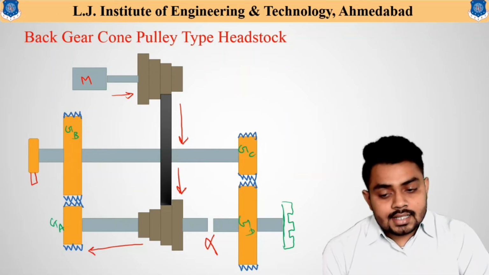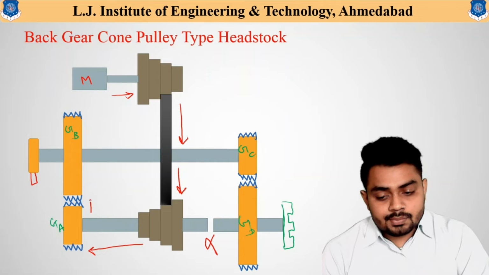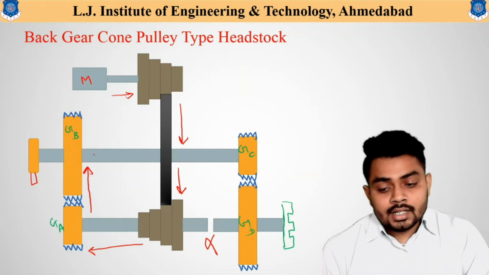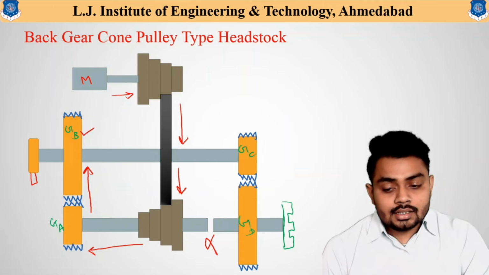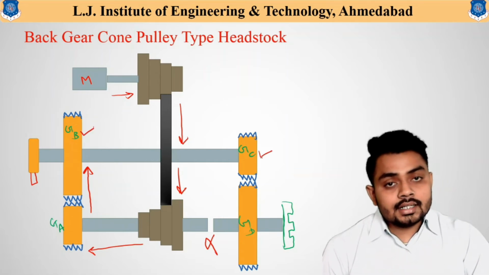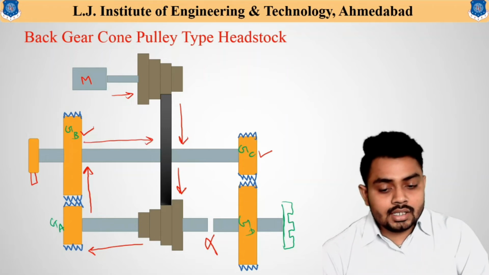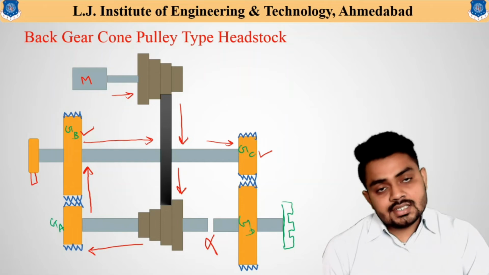gear A is engaged with gear B. That means power is transmitted from gear A to gear B. And here you can see gear B and gear C are connected on the same shaft. That means power is transmitted from gear B to gear C.